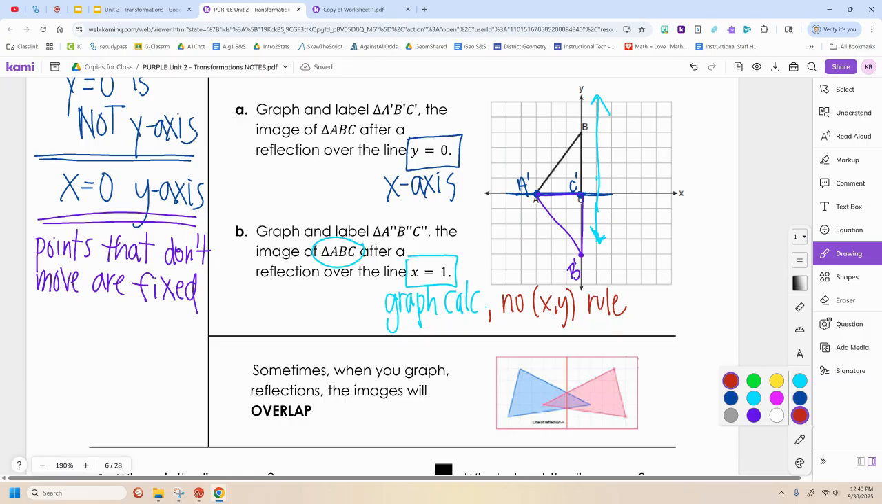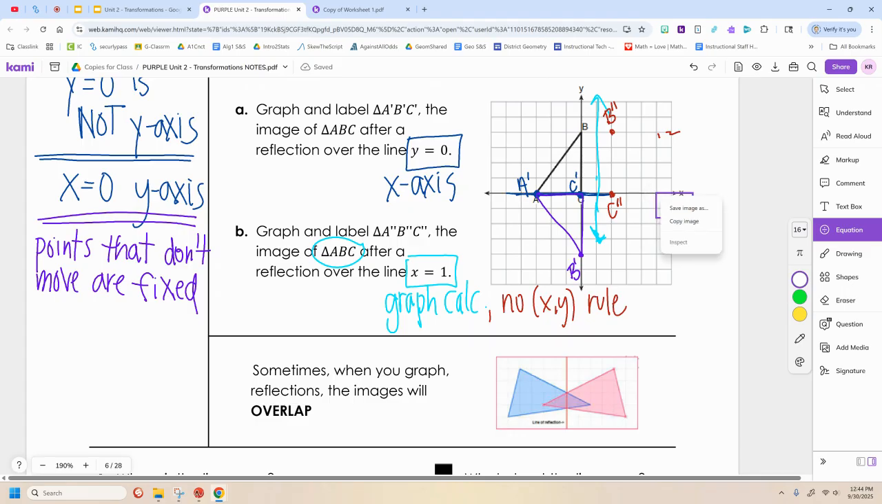So B is 1 away, so B double prime is 1 away. I always do the ones that are closest first. C is 1 away, so C double prime is 1 away. And now here, I just have to be careful and count the length of the side carefully. A is 3 away from the axis, but it's 4 away from the line of reflection. So now I go 1, 2, 3, 4. Here is, whoops.